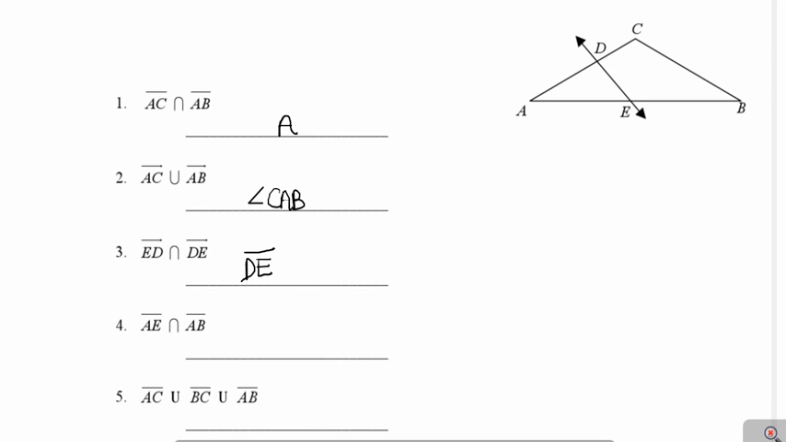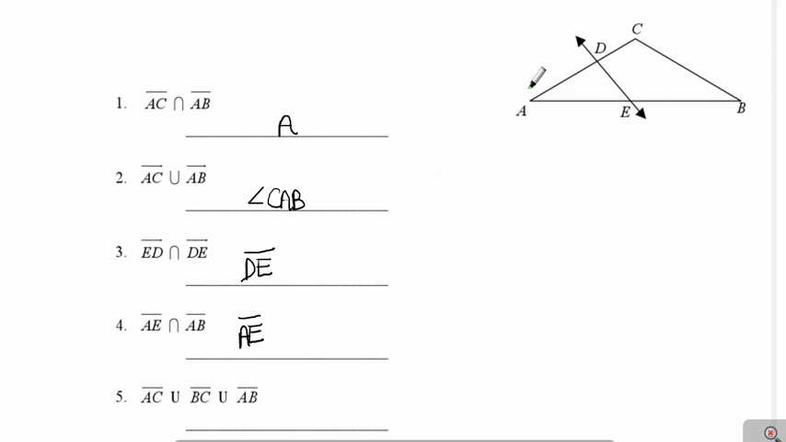Number 4 is also an intersection problem. So I'm going to use two different colors. One color to highlight segment AE, and then I'm going to use another color to highlight segment AB. Now let's look for, where are these two colors overlapping? Notice they are overlapping at segment AE. So that's going to be our final answer for number 4.